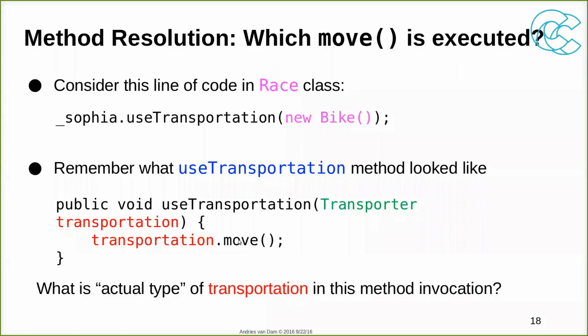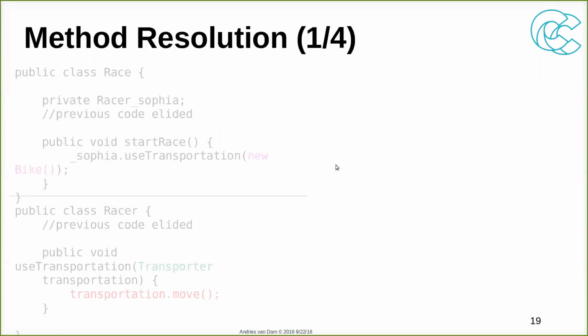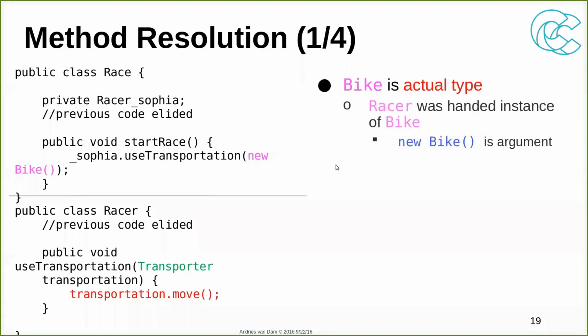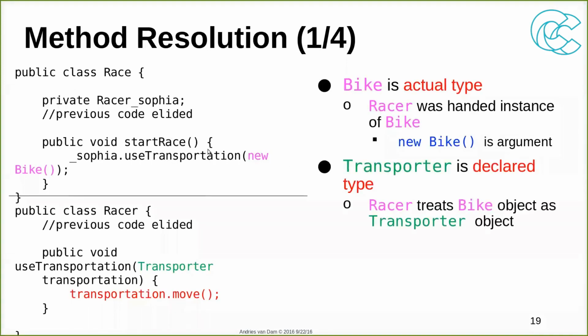So the actual type here is the bike, and the declared type is the transporter, right? So the actual type gets resolved during the runtime here. A couple more examples here.